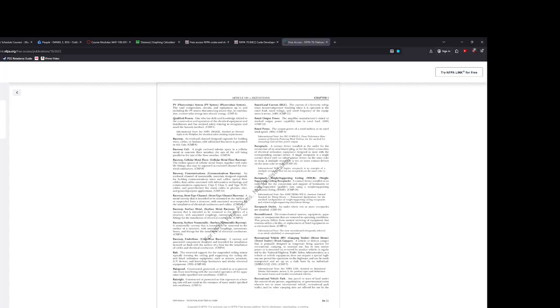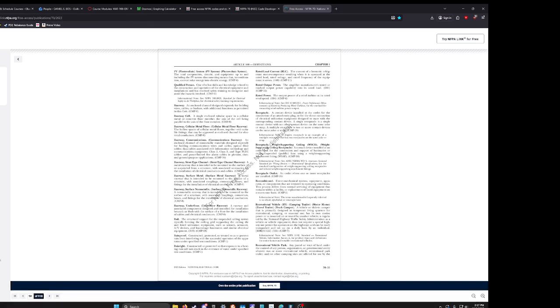Receptacle: a contact device installed at the outlet for the connection of an attachment plug, or for the direct connection of electrical utilization equipment designed to mate with the corresponding contact device. That's the female end of a plug, or an outlet, as most people would call them. Well, not necessarily, because that's a receptacle outlet, which is down here. But receptacle is something very similar, just not usually the same.